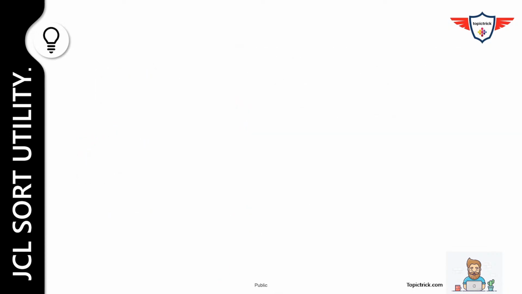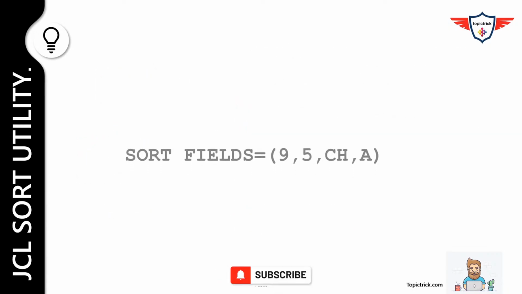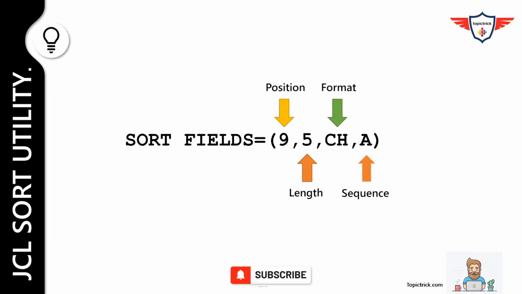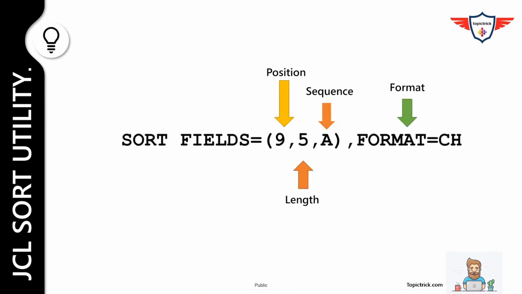Now let me quickly explain the sort card which is used in this JCL. So you have SORT FIELDS, which is a keyword. After that you have an equal sign, and thereafter in simple brackets I've specified the field on which I want to apply the sort criteria. So 9,5: 9 is the starting position of a field in the input file, and 5 is the length of that particular field. After that, I've specified the format of the field, that is CH, that is character, and then I've specified the sorting sequence. So I've used ascending.